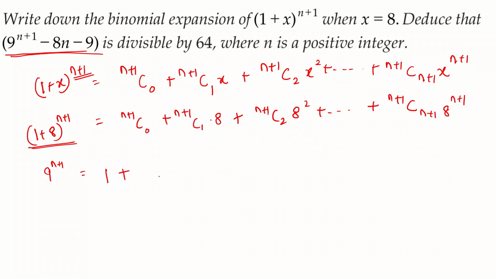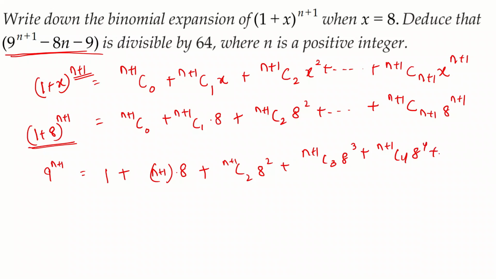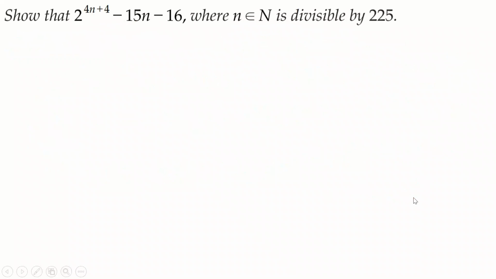N plus 1 c1 can be written as n plus 1 times 8, and then whatever is there I keep it as it is, so it's n plus 1 c2 8 square all the way up to, okay, let me write down some more terms so that it will be easier for you to understand in the next steps. N plus 1 c3 8 cube, n plus 1 c4 8 to the power of 4, all the way up to n plus 1 c n plus 1 8 to the power of n plus 1.